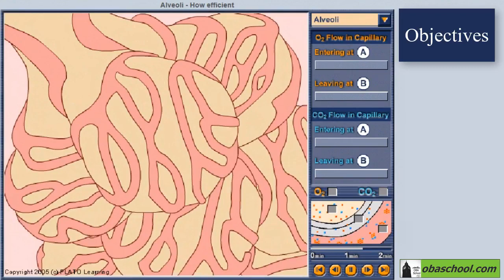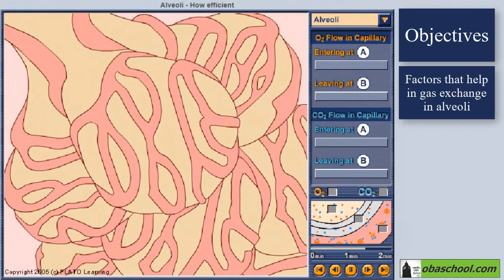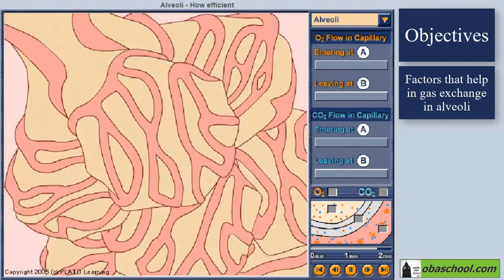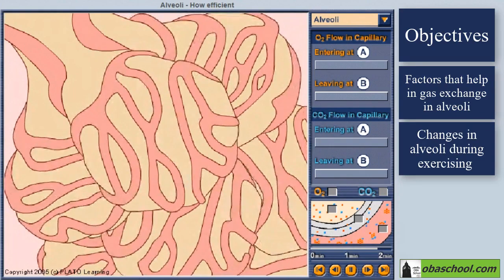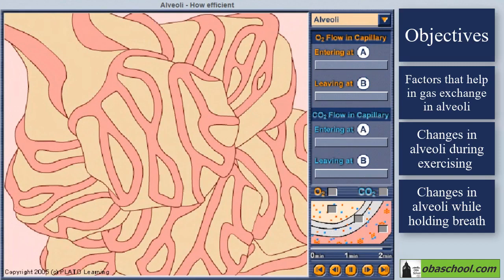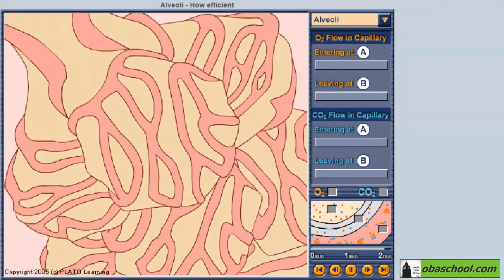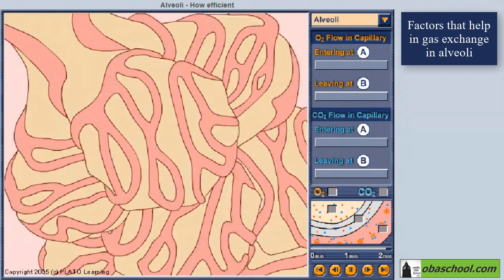Now, in this simulation, we are going to talk about the factors that help in the gas exchange in the alveoli, and we are going to see what happens to the alveoli when the person exercises, and what happens to the alveoli when the person holds his breath. So, the factors, first of all, that help in the gas exchange.